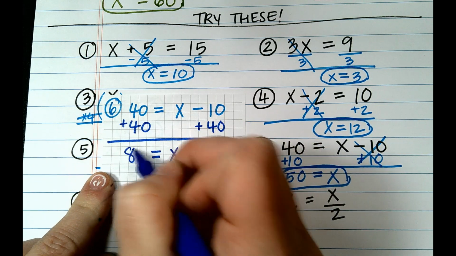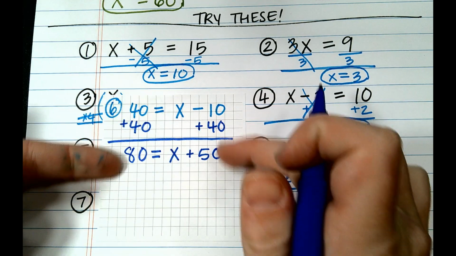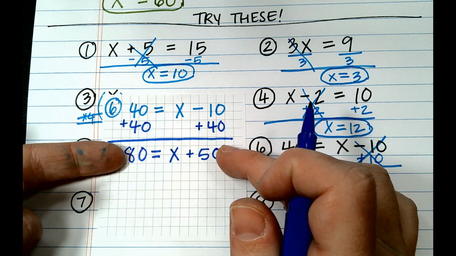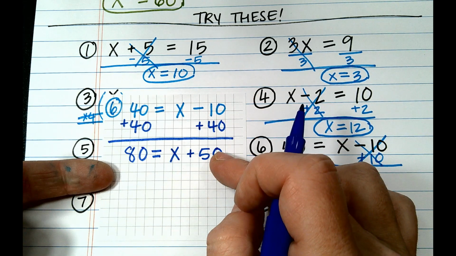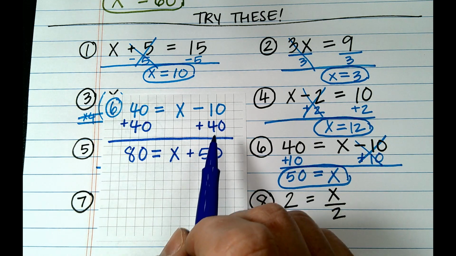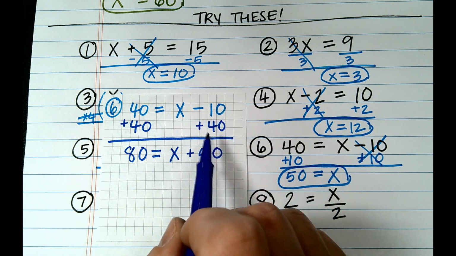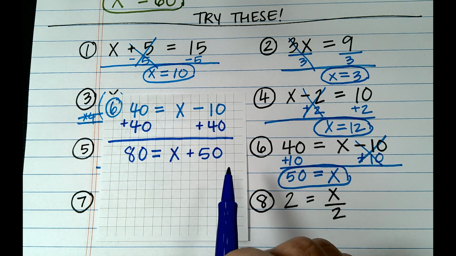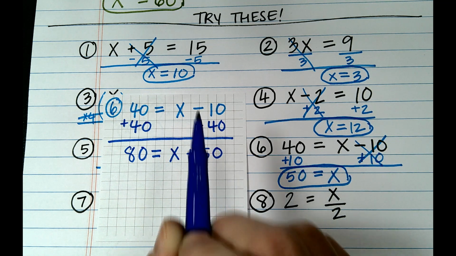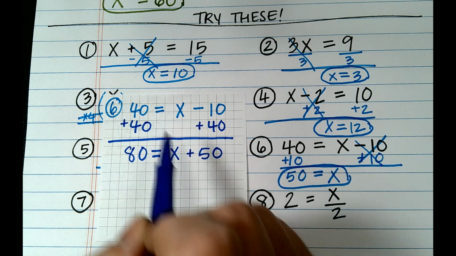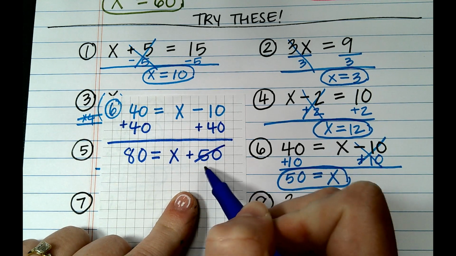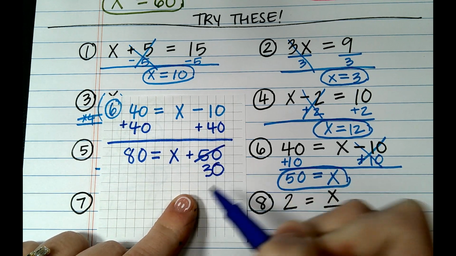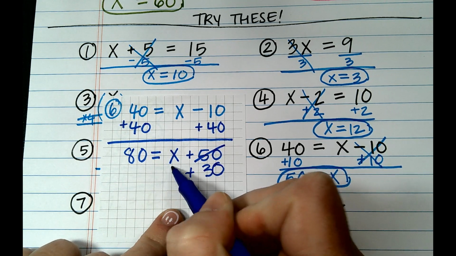But we need to make sure that we're keeping everything really nice and lined up. Because let's see what would happen here. You added 40 here, you added 40 here. Oh, but actually, minus 10 plus 40 isn't 50, is it? If it was plus 10 plus 40, it would be 50. Minus 10 plus 40 is actually 30. Let me rewrite that.